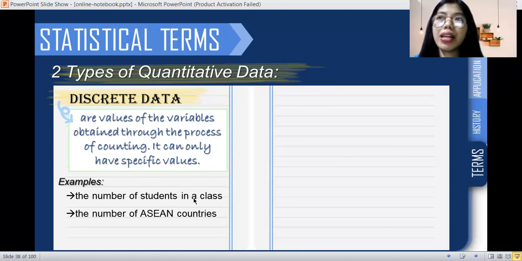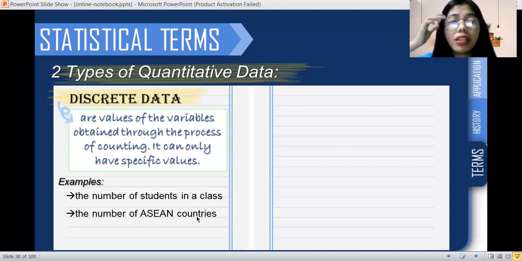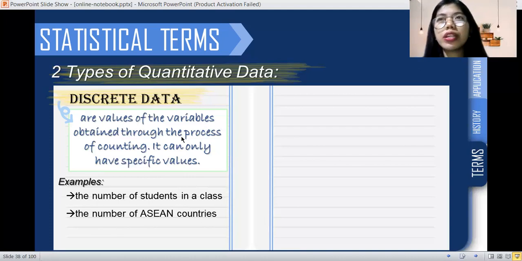Hindi pwedeng may decimal. Okay, so another thing, the number of ASEAN countries, hindi naman natin pwedeng sabihin na we have 10 and a half. Since ASEAN countries, we have 10 yata. Philippines, Cambodia, Brunei, Indonesia, Malaysia, Myanmar, Thailand, Singapore, Laos, and Vietnam. So, yun po yung mga ASEAN countries natin, mga members ng Association of Southeast Asian Nations. So, again, it is a result of counting po yung discrete data natin.